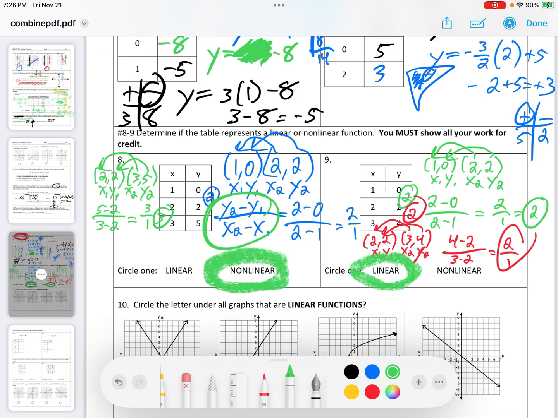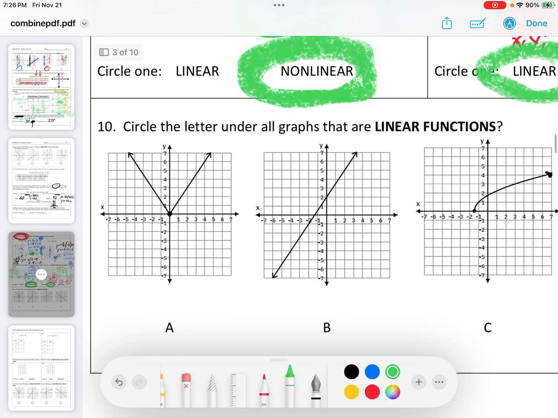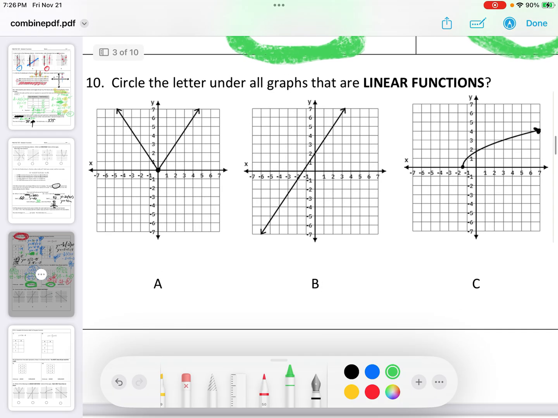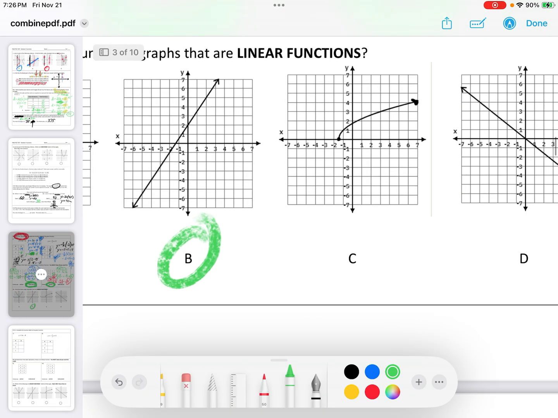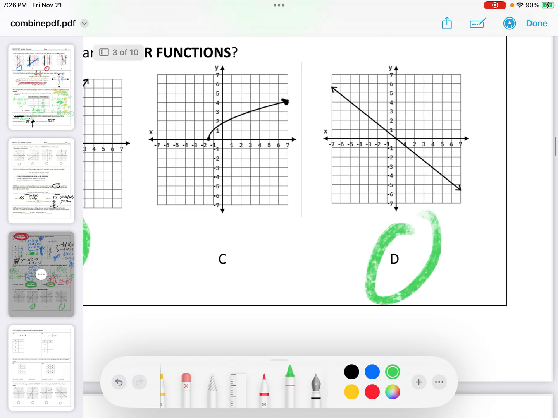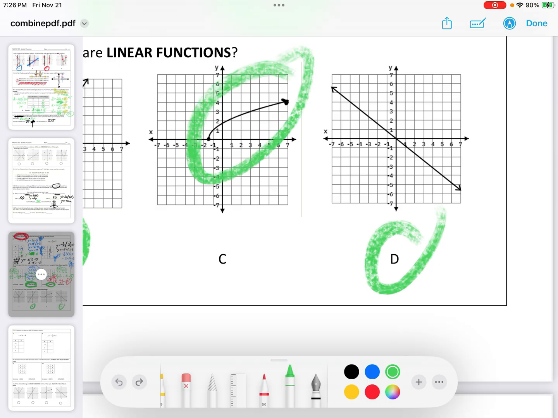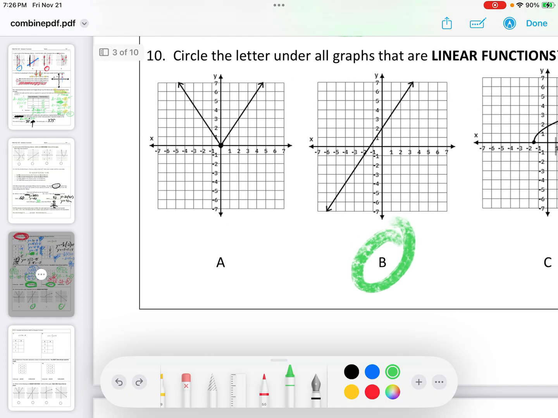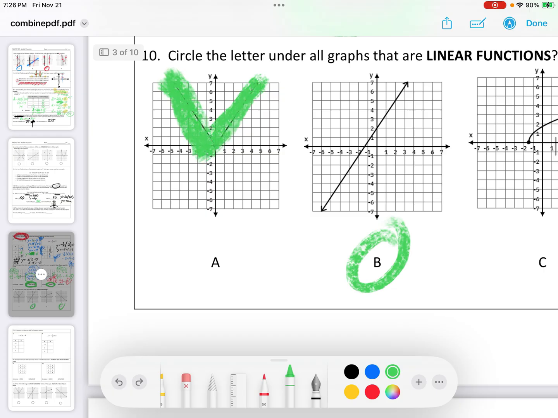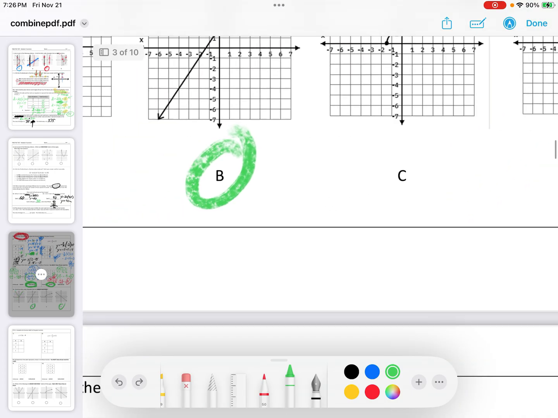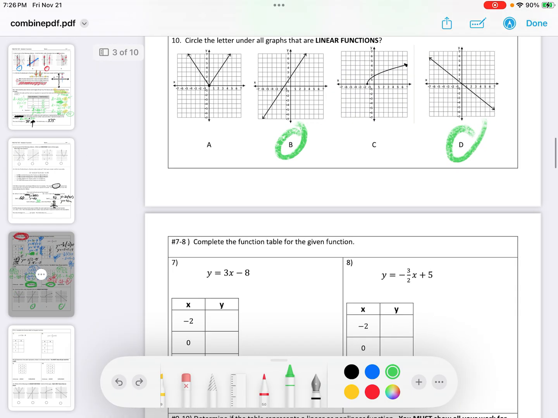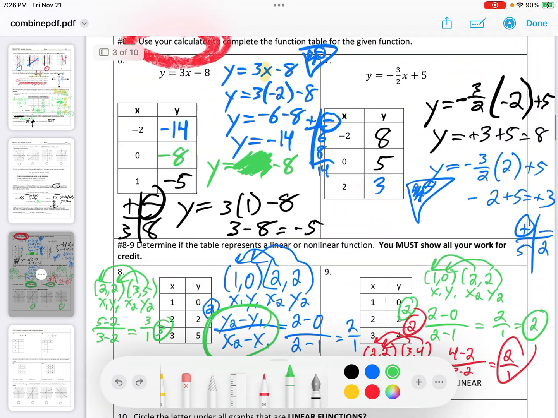I love using crayons. Circle the letter under all the graphs that are linear. Now, linear, when you look at a graph, means it's one line. Even though those are straight, it's not one line, so that's not linear. This is linear. That is not linear. This is linear. We can tell that this is a curve. That's pretty obvious. But this one also is not one straight line, even though it's made of straight lines. Okay? Now let's look at the other version of the test.